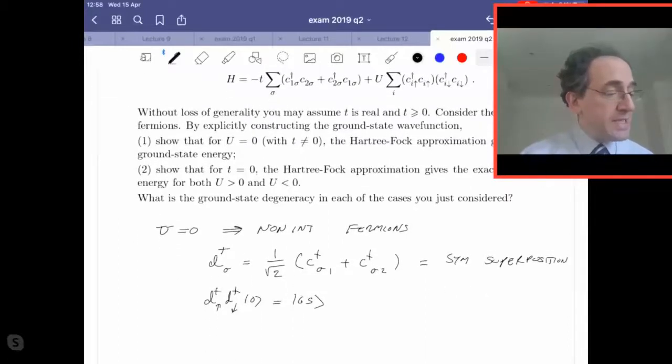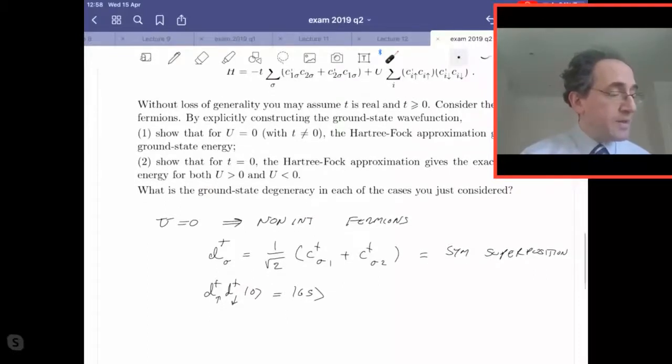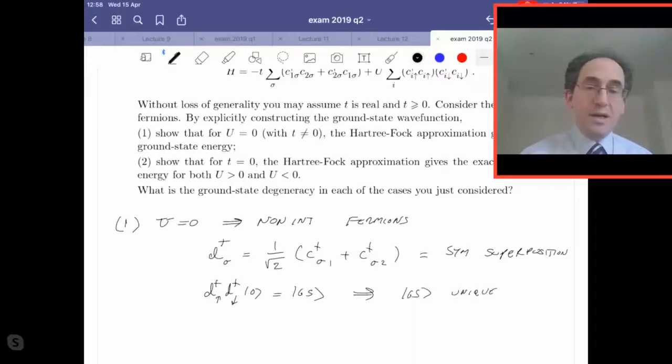Show that for T equals 0, the Hartree-Fock approximation gives the exact ground state for both U greater than 0 and U less than 0. Okay. Oh, and there's this other comment down. What is the ground state degeneracy in each of the cases we just considered? So this ground state, the one we just calculated in part 1, the ground state is unique. Now let's go on to part 2.